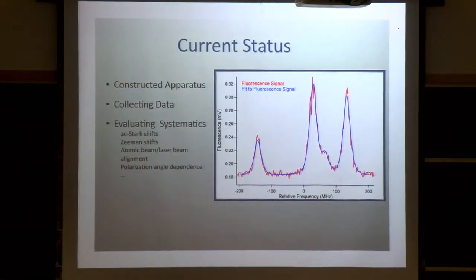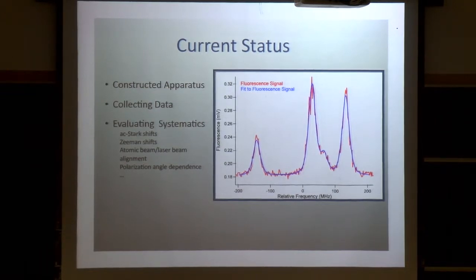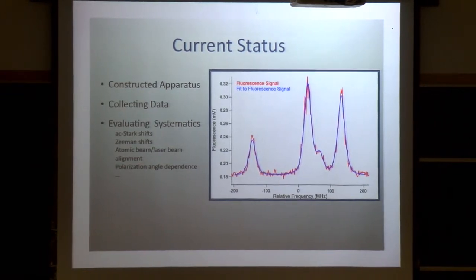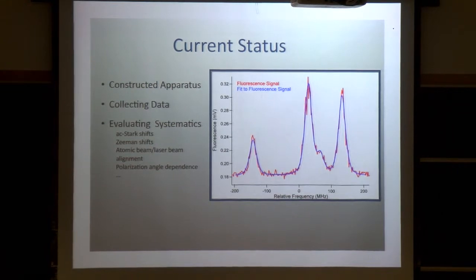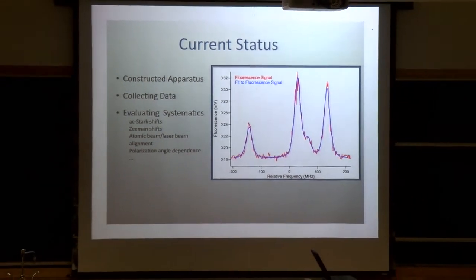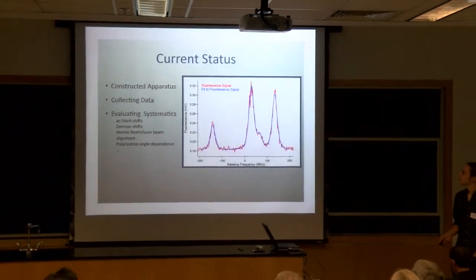So the current status of this experiment is that we've successfully constructed all the apparatus. It all works. We're working on collecting data. This is a preliminary plot of a couple transitions, and we just need to work on evaluating systematics to really figure out what shifts are present and what we need to improve.